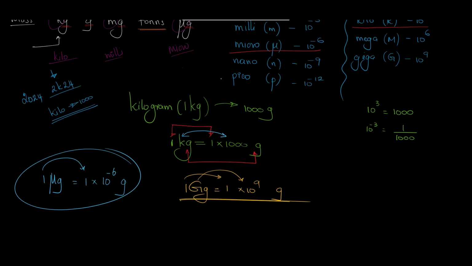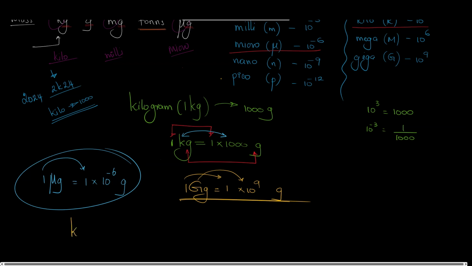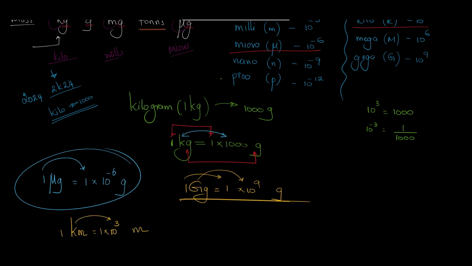It is not only applicable for grams. I'm using grams because it is quite easier to relate. But if it is 1 kilometer, I have to convert it to meters. It is 1 times 10 to the power of 3 because kilo is 10 to the power of 3. What if we have 1 meter and I want to convert that to kilometers? Now what do we do? I do not know how to do this, right? Because there is no suffix here.